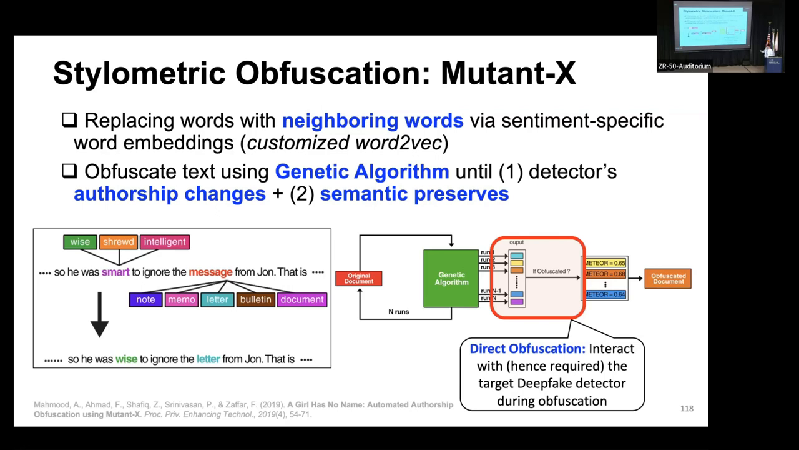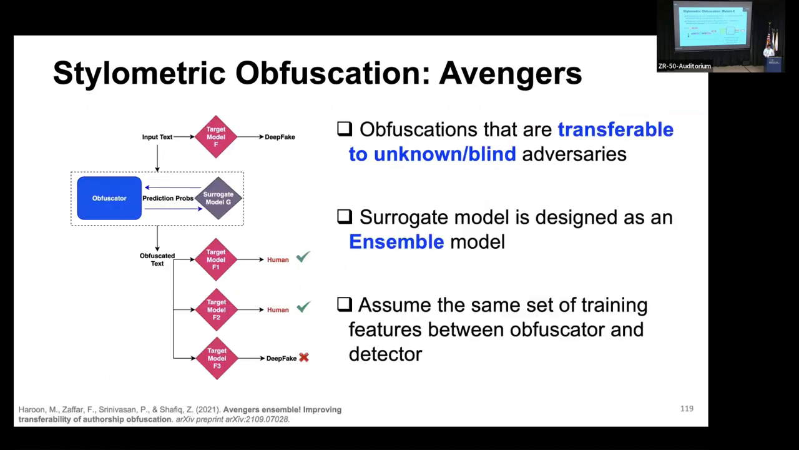Now, if we look at Mutant X, one disadvantage of Mutant X is it can only target one specific detection model. But in real life, sometimes the attackers or the malicious people want to perturb the text such that many detectors cannot detect the original authorship. So in this work, Adversaries, they propose an improvement. Adversaries aims to come up with obfuscations that are transferable to unknown adversaries. So what it does is it uses a surrogate model, and to design these surrogate models, it uses ensemble models. So instead of just querying one model, it queries a lot of models at the same time to maximize the potential that the obfuscation is going to be able to fool an unknown detection model in the future.